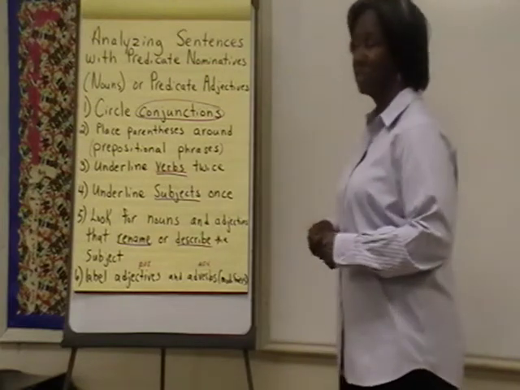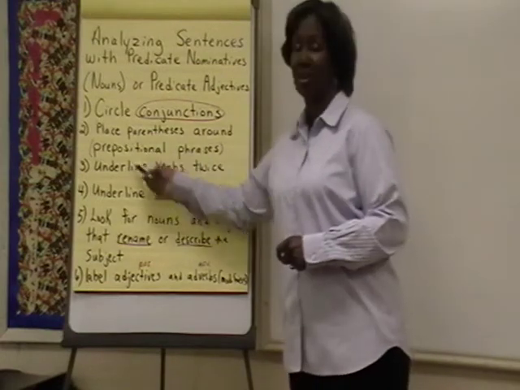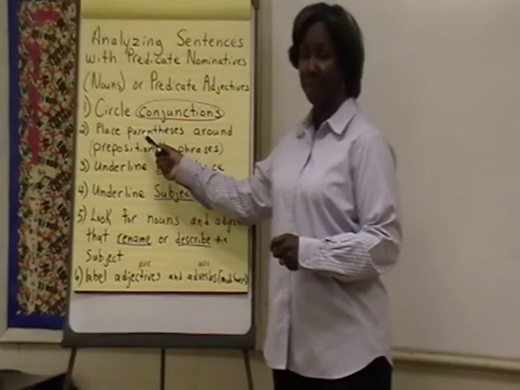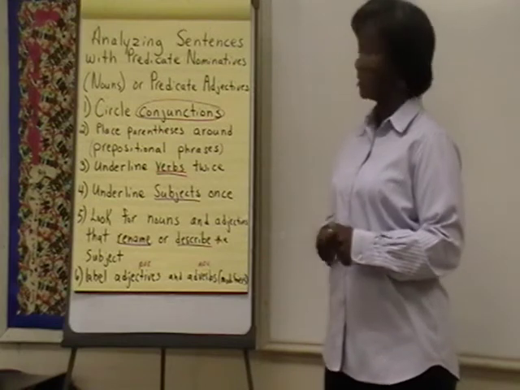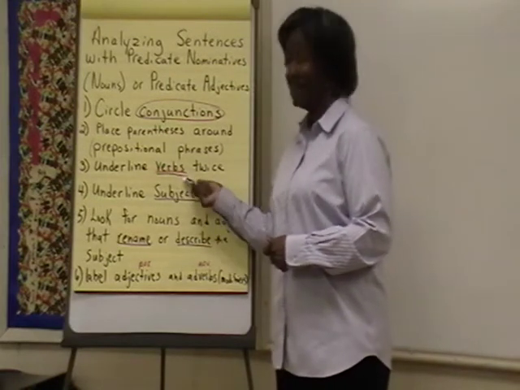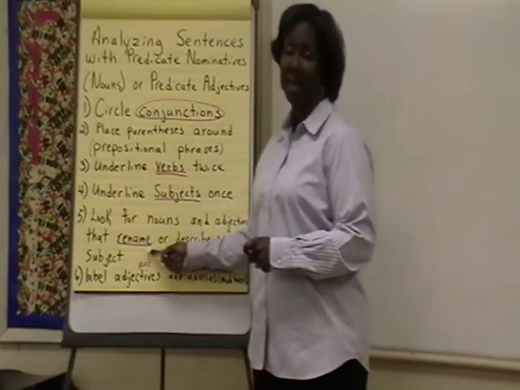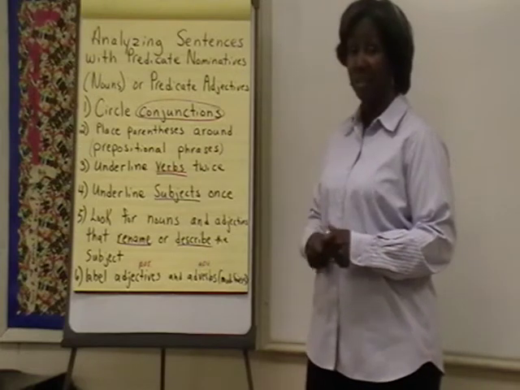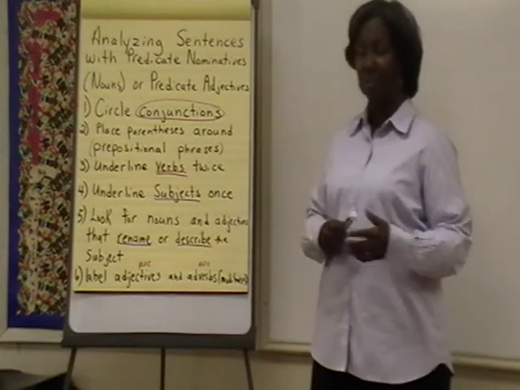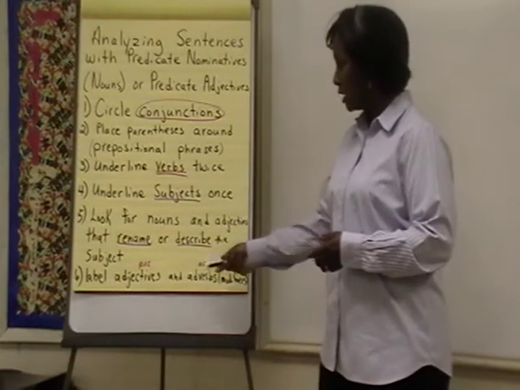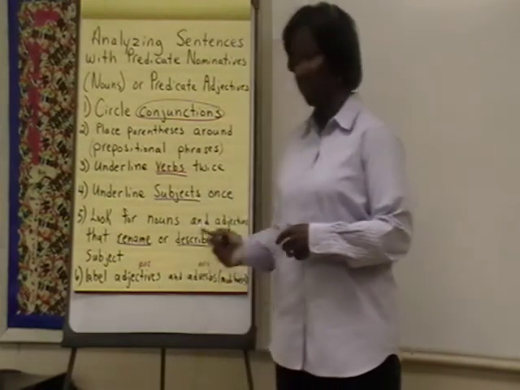The first thing we're going to do is circle any conjunctions that we have in the sentence. Then we're going to place parentheses around our prepositional phrases. We'll put PREP over our prepositions and OP over our objects of the preposition. We're going to underline our verbs twice, underline our subjects once, and then we'll look for any nouns or adjectives that will rename or describe our subject, and that will make them predicate nominatives or predicate nouns, or we'll make them predicate adjectives. Then we'll label our adjectives and adverb modifiers that have the little one words, and we'll put ADJ and ADV over those.